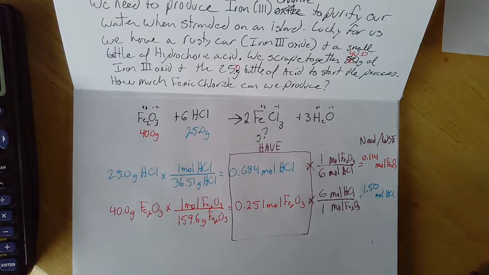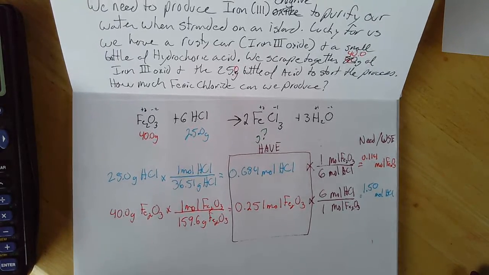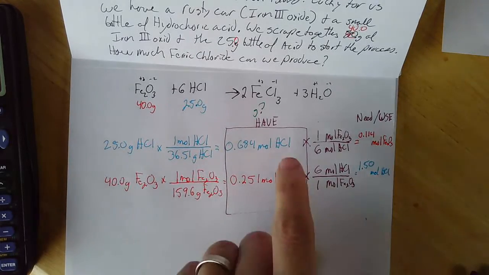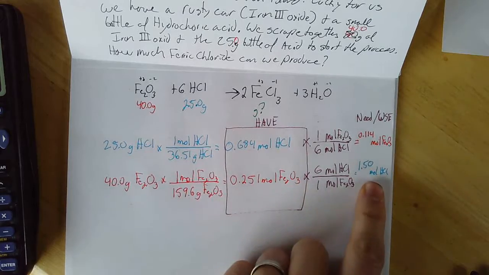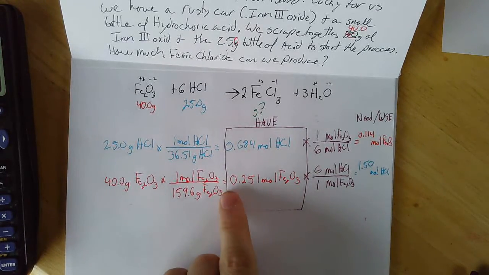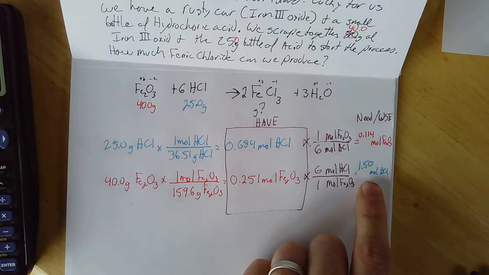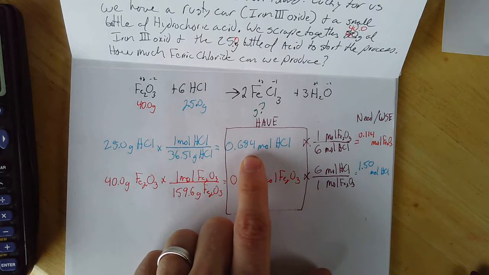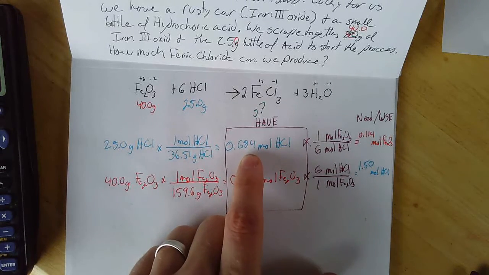All right, so if we go back to the problem we did before, right? What we're doing is we are comparing what we have to what we would need, right? So the idea is if I use up all of this, so that goes down to a 0, I would need 1.5 moles of HCl. Do I have 1.5 moles of HCl? I don't, right? I don't have that.